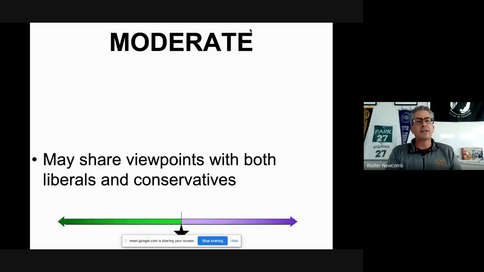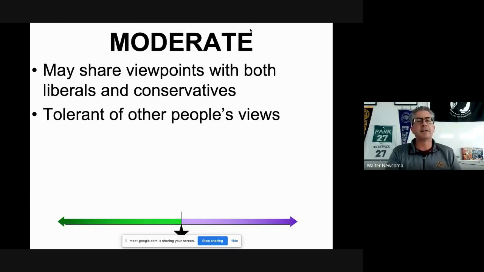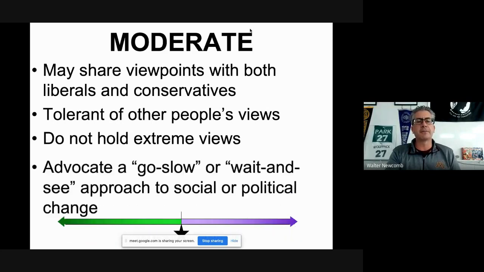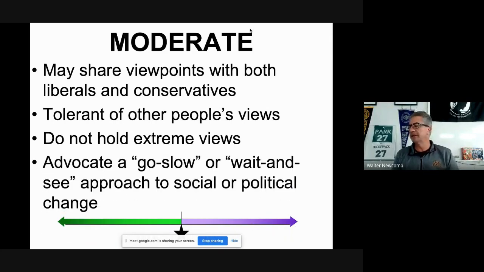Moderates, this is probably where you're going to find a good chunk of the American public anyhow. They may share viewpoints with both liberals and conservatives, and are tolerant of other people's views. The degree of tolerance does change. They do not hold extreme views. They advocate to kind of go slow, wait and see, a let's-monitor-it kind of approach.